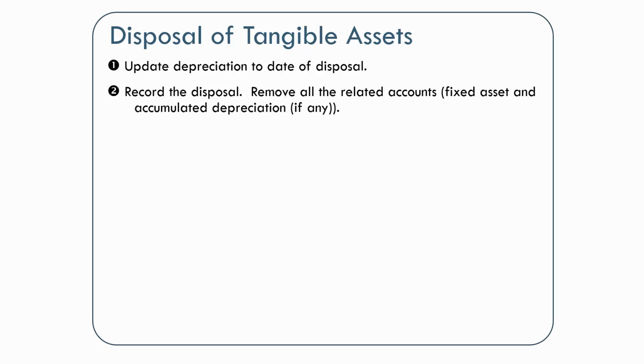And then we record the disposal, and when we record this disposal, we need to remove the asset, and we need to remove the accumulated depreciation account. The reason why it says if any is, recall, with land there's no accumulated depreciation. So with land, you're just going to remove the land account. With equipment, you're going to have to credit the equipment and debit the accumulated depreciation equipment account to remove those balances.